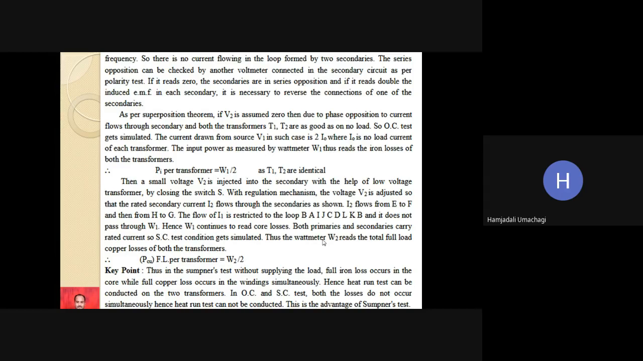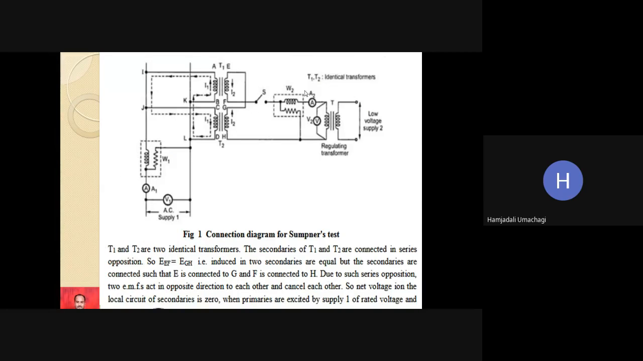Thus, the wattmeter W2 reads the total full load copper loss of both the transformers. Like I told you, if W2 is carrying rated current on this side, then this will give us full load copper loss of both the transformers. Similarly, W1 will give us full load iron loss of both the transformers.